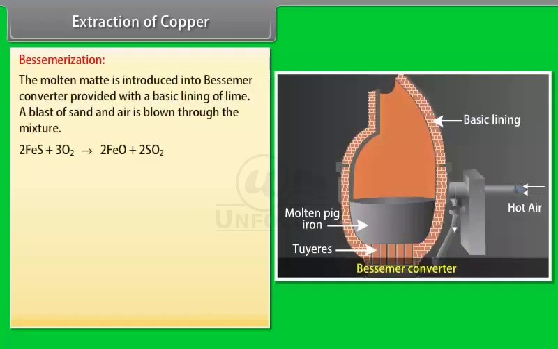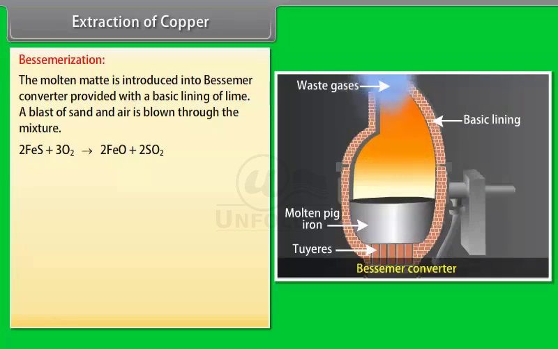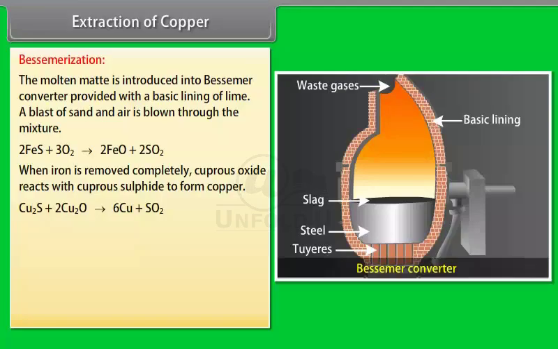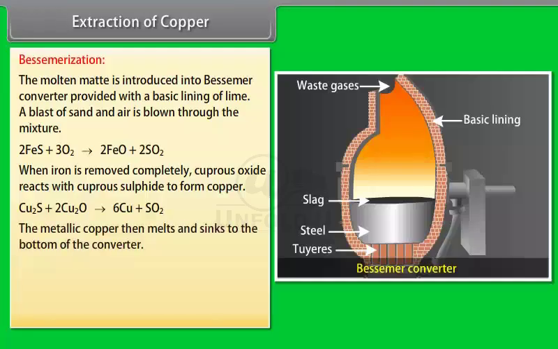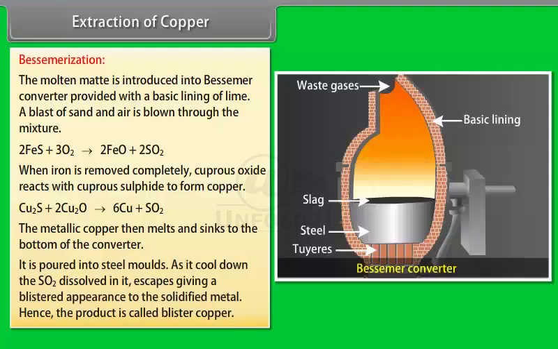Bessemerization. The molten matte is now introduced into a Bessemer converter provided with a basic lining of lime. The blast of sand and air is blown through the mixture. FeO is removed as FeSiO3. When iron is removed completely, cuprous oxide reacts with cuprous sulfide to form copper. The metallic copper then melts and sinks to the bottom of the converter. It is poured into steel molds.